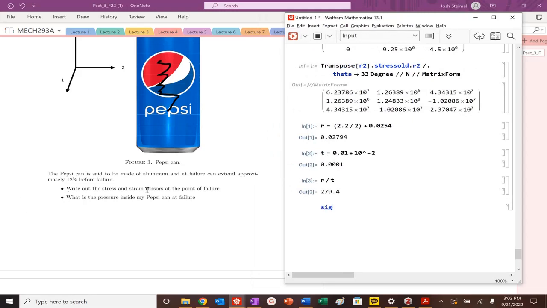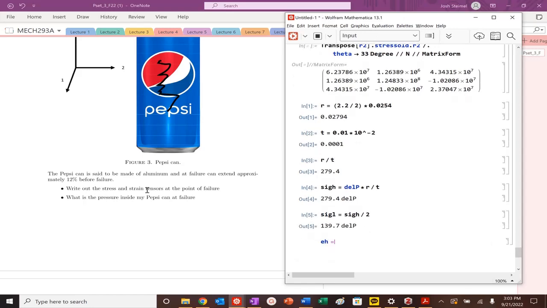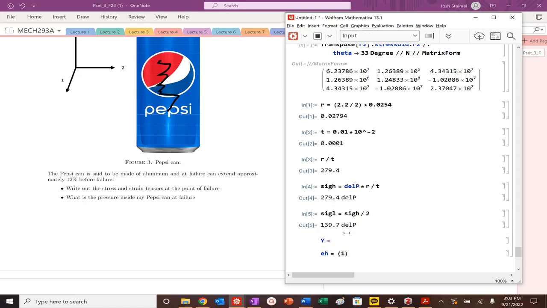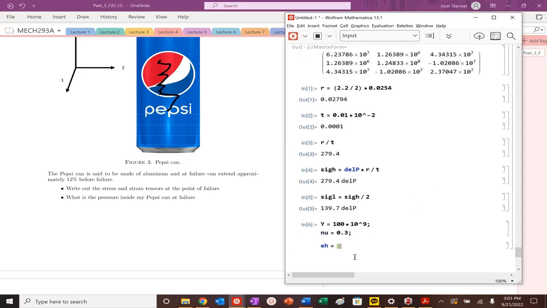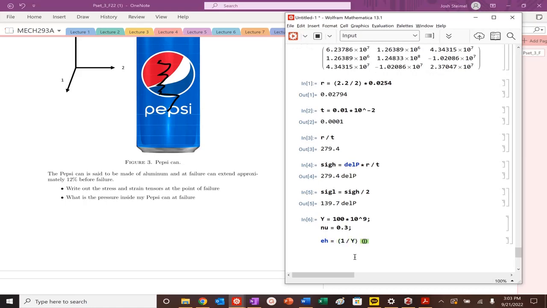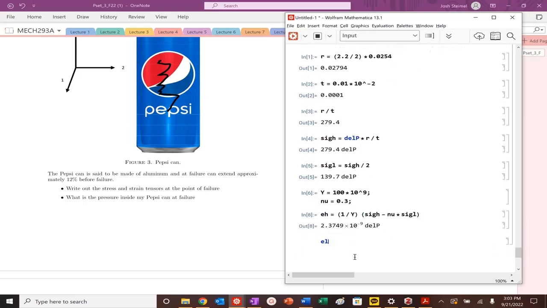So let's write out: sigma H is delta P times R over T. Sigma L is equal to sigma H divided by 2. Epsilon H is going to be equal to 1 over Y times (sigma H minus nu sigma L), where Y is equal to 100 times 10 to the 9th and nu is equal to 0.3. Epsilon L is equal to 1 over Y times (sigma L, excuse me, minus nu sigma H).